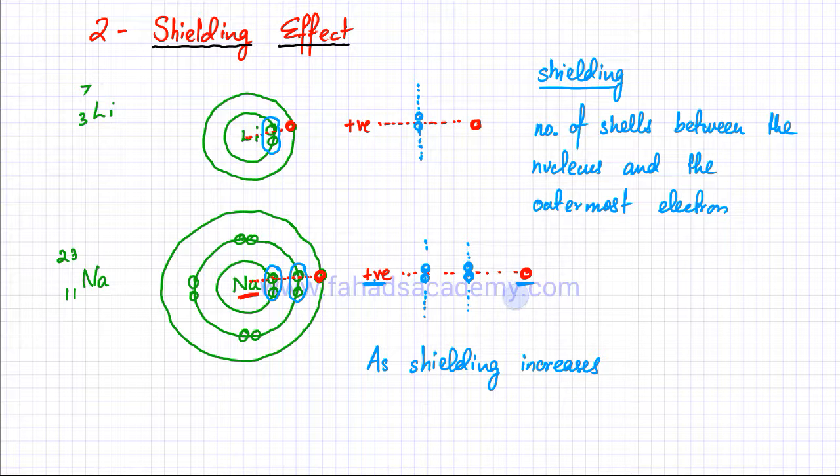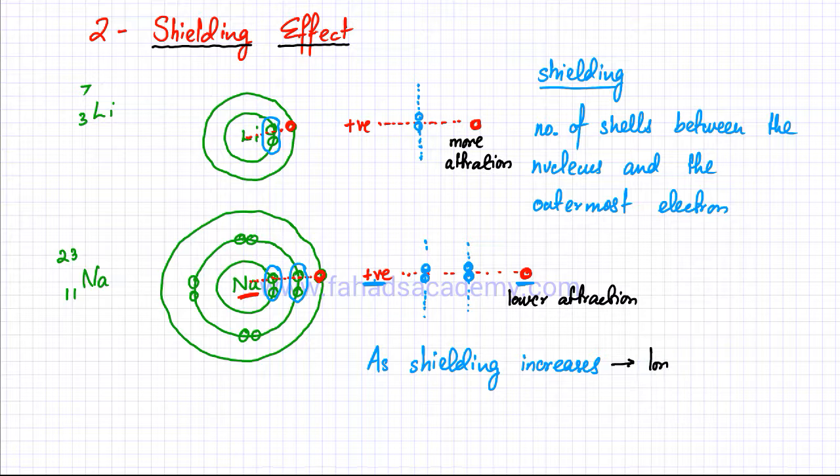So this electron would have a lower attraction, and based on only this factor, the shielding effect, this other electron is going to have more attraction because it has lesser shielding. So as shielding increases, the attraction is going to decrease. It's going to become easier to remove an electron, which means that you would require lesser energy to remove an electron. So ionization energy would decrease.